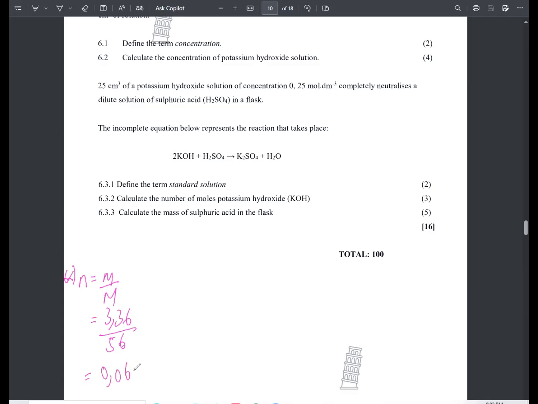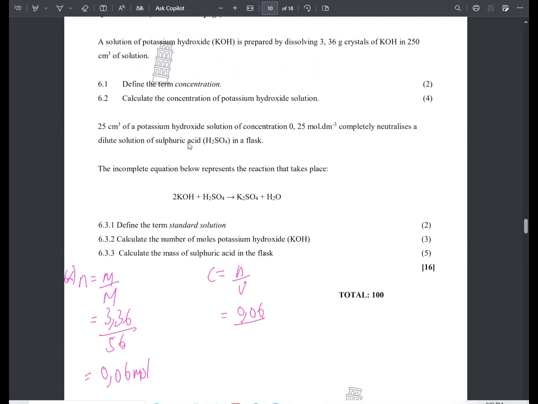So 0.06 mole. And then from here, you can calculate your concentration by saying the number of moles is 0.06 and then the volume is in centimeter cube, so you have to convert it. 250 divided by 1000, you get 0.25. And then 0.06 divided by 0.25 will give you 0.24 mole per dm cube, right? So 4 marks like that, you'd get 2 marks for each of these formulas.